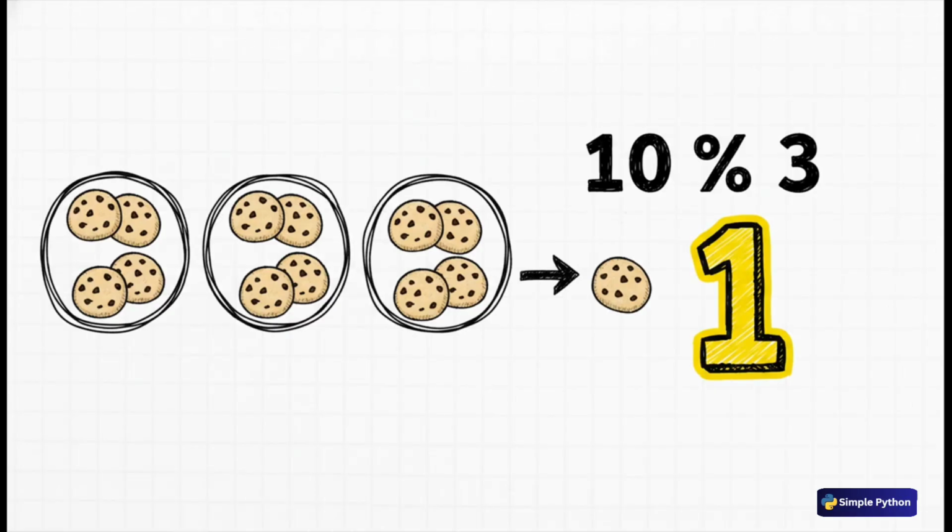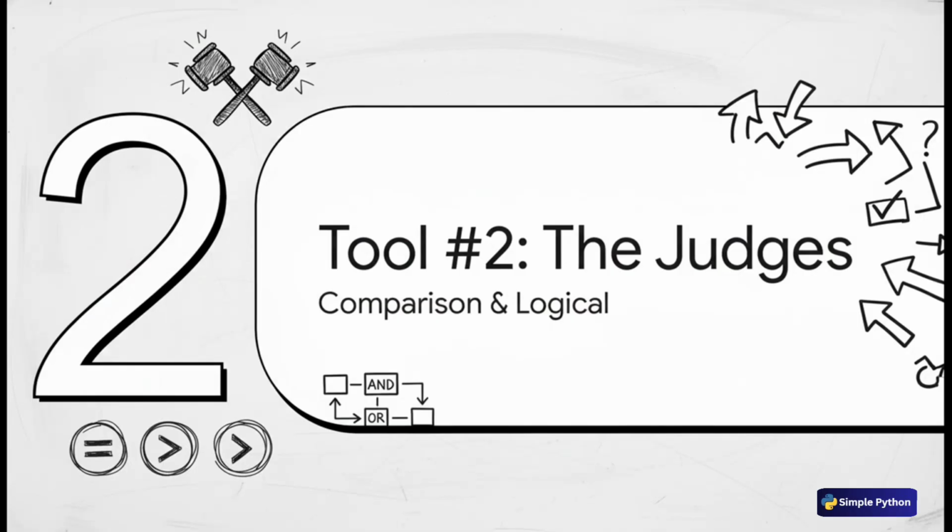Let's zoom in on one of those special ones, the modulus operator. That's the percent sign. Now this one's cool. It doesn't give you the answer to the division, it gives you the remainder. So if you divide 10 by 3, it goes in 3 times with a remainder of 1. The modulus operator just hands you back that 1. This is amazing for stuff like checking if a number is even or odd. Super useful trick.